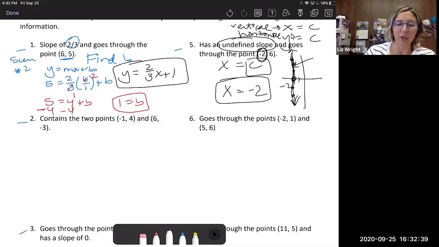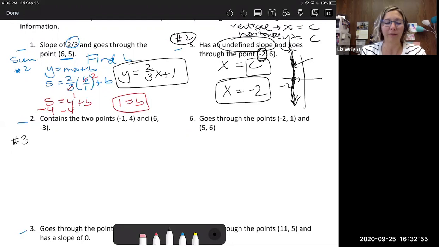All right, let's try number 2. It contains the 2 points (-1, 4) and (6, -3). This is scenario number 3. By the way, this one, number 5, was also scenario number 2, but it's a little bit different because we have an undefined slope. All right, contains 2 points. So with this one, we're going to have to find m and b, and then go from there.